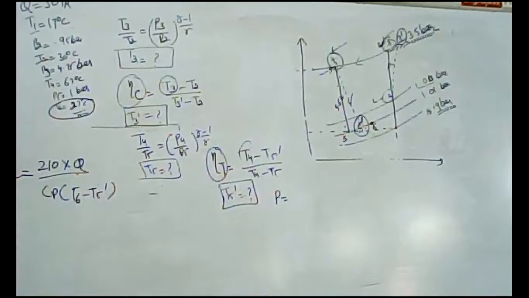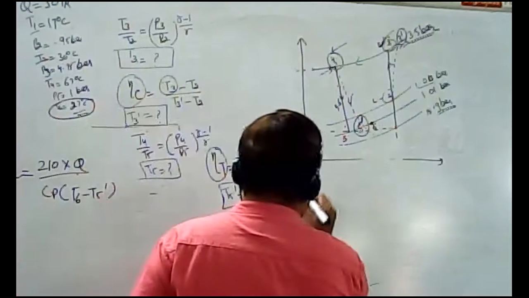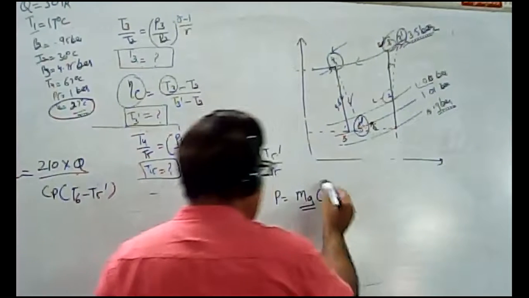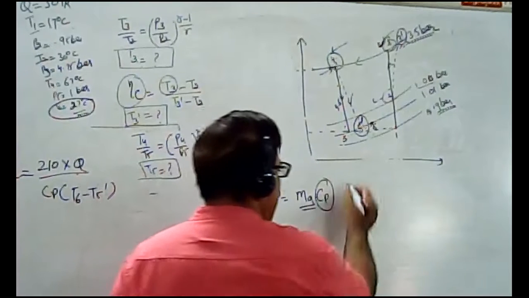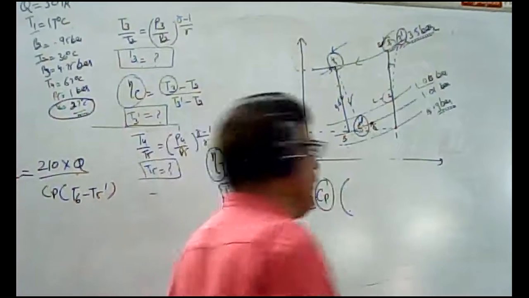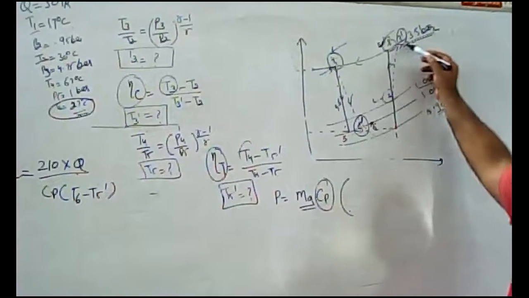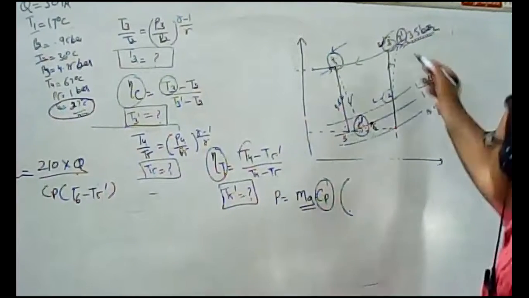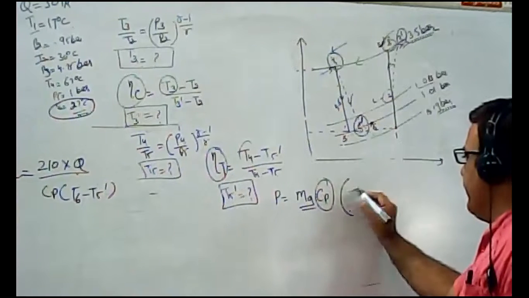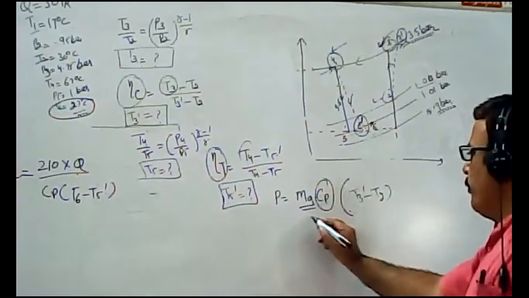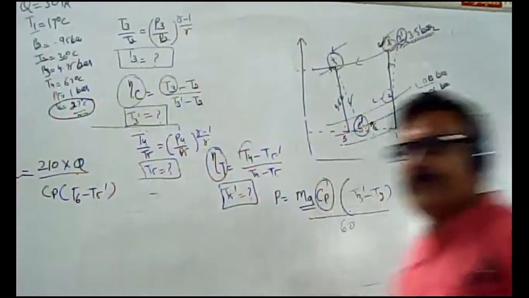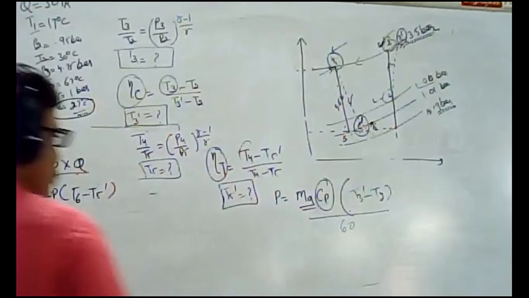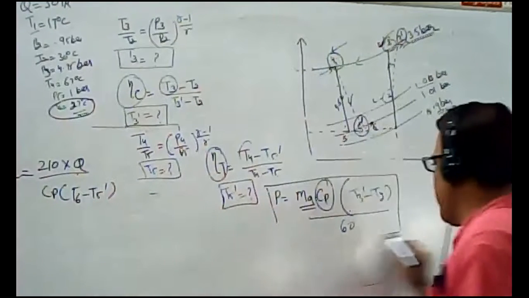Ma into Cp, mass of air that will be entered into your refrigerating space, into specific heat at constant pressure, into what will be the value coming over here? Power. Where will you get the power? You will get the power at the compressor. So this will be the compressor work, T3 dash minus T2, divided by 60. Then you will get the result in kilowatt. Okay. So from here you can calculate the value of power.